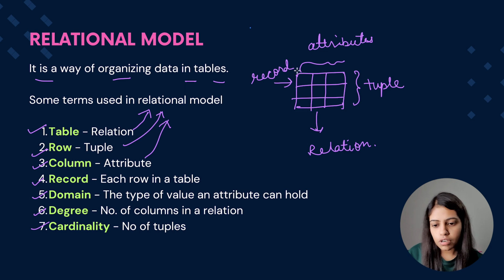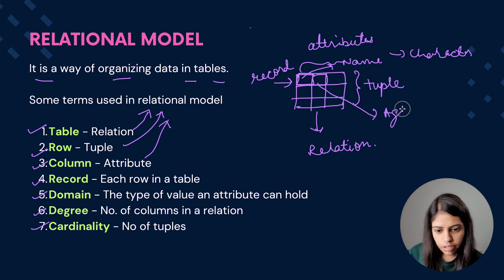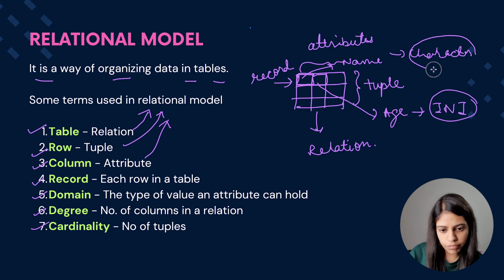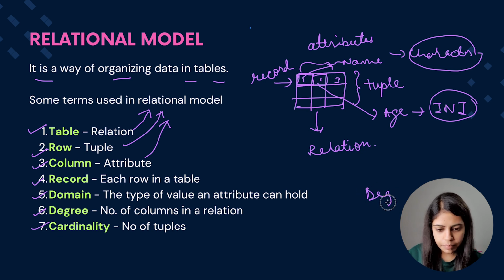Now domain. Consider that this is the attribute which is name. Name can only have character values. Consider this is the attribute which is age. Age can only have integer values. So we are giving the domains of both of the attributes. Now the sixth is the degree. Degree is the number of columns in a relation or attribute. So you can count 1, 2, 3. So the degree here is 3. And cardinality is the number of tuples or the number of rows. That is 1, 2 and 3. So cardinality is also 3.